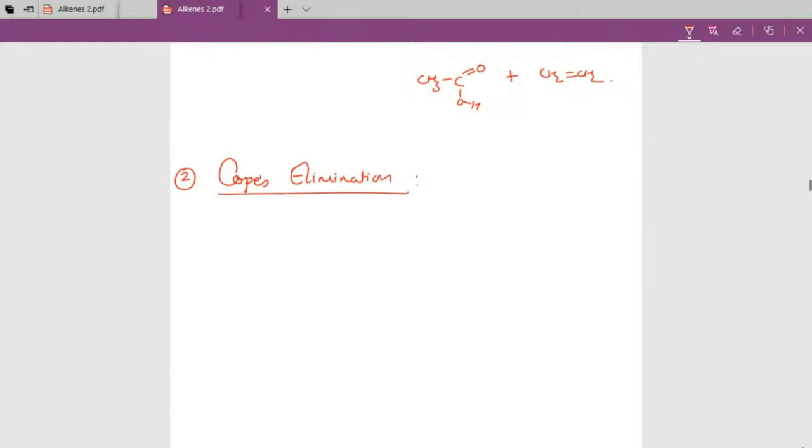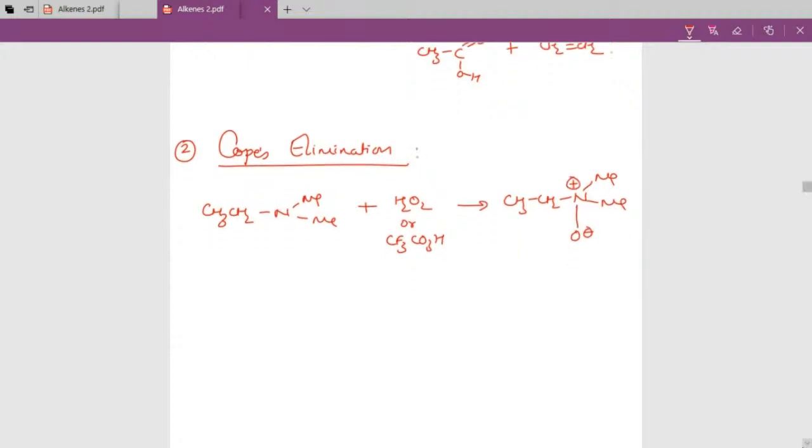Now, Cope's elimination, as I said, is a pyrolysis of tertiary amine oxides. So, what if I have a tertiary amine, say like this? I treat it with some peroxy acid, this or CF3CO3H. Then I will have a tertiary amine oxide. A coordinate bond will form from nitrogen to oxygen.